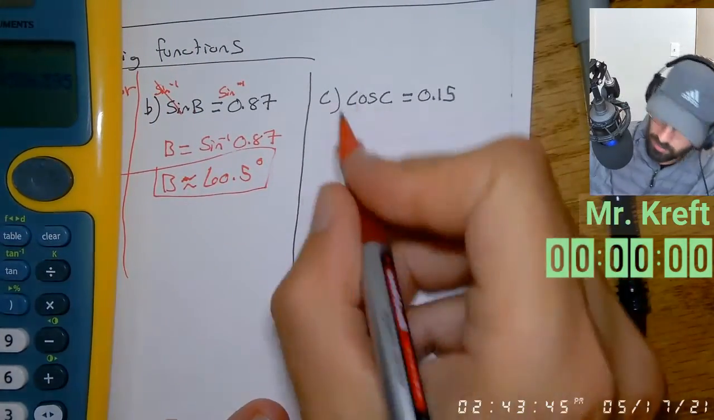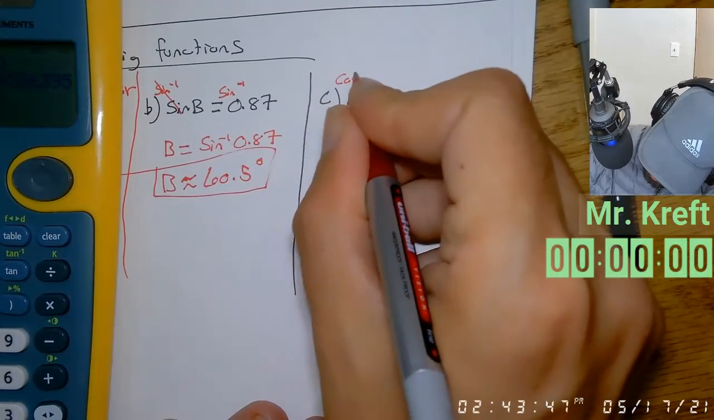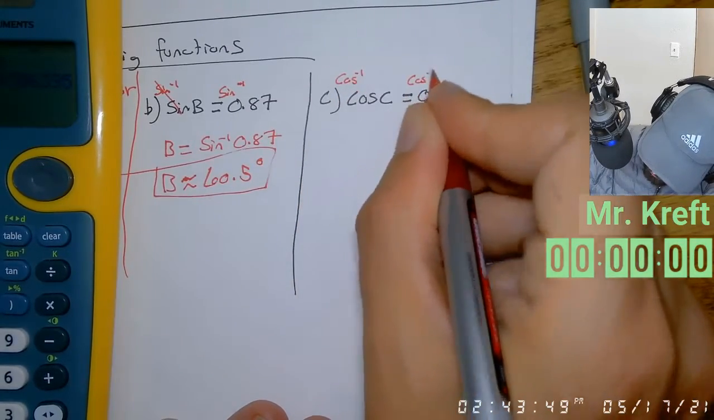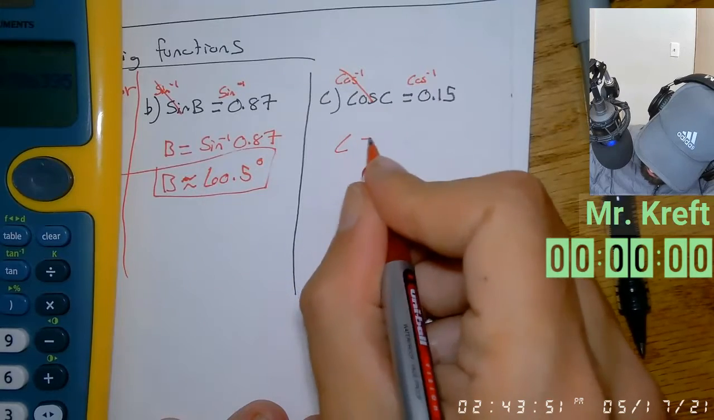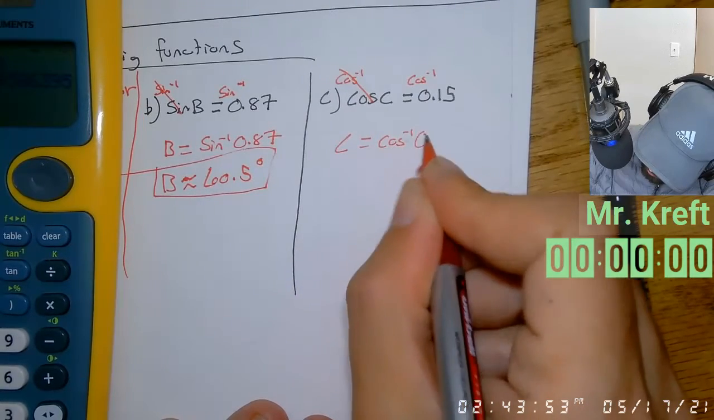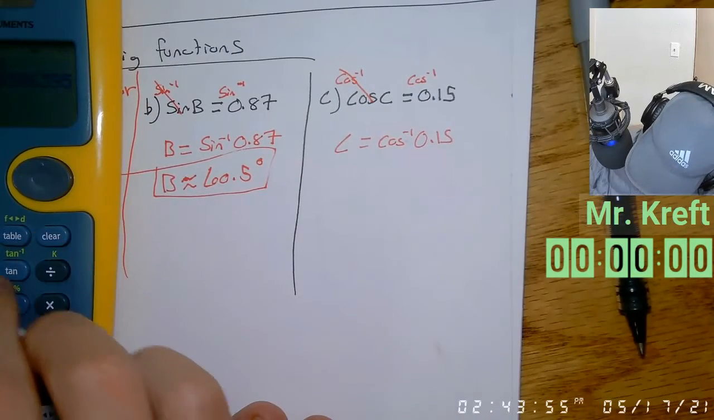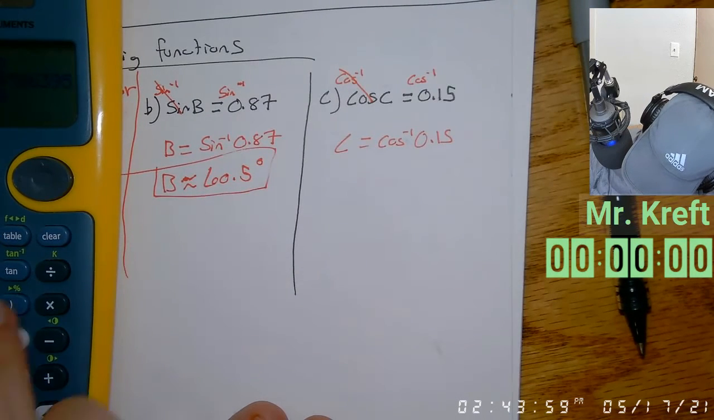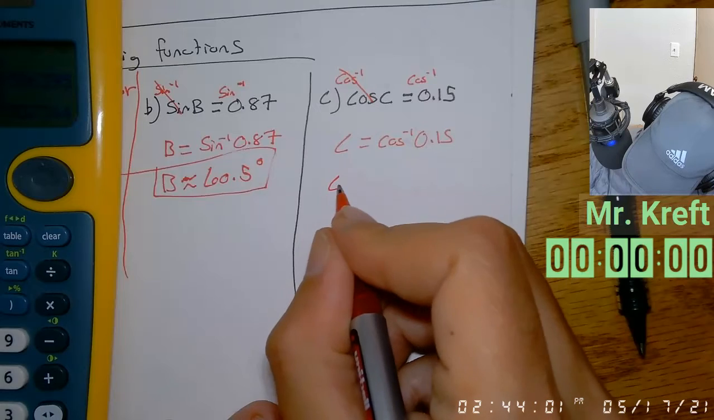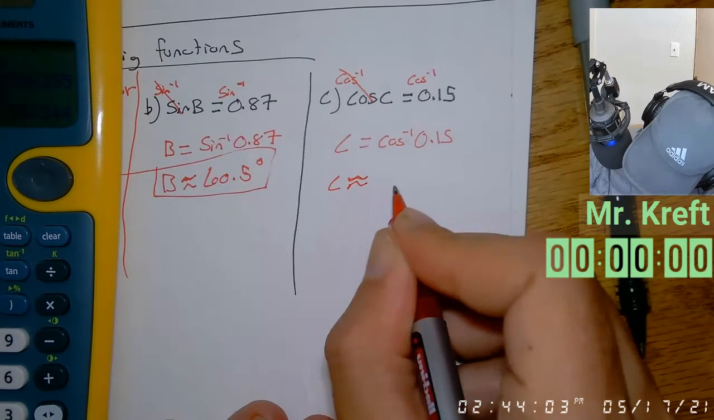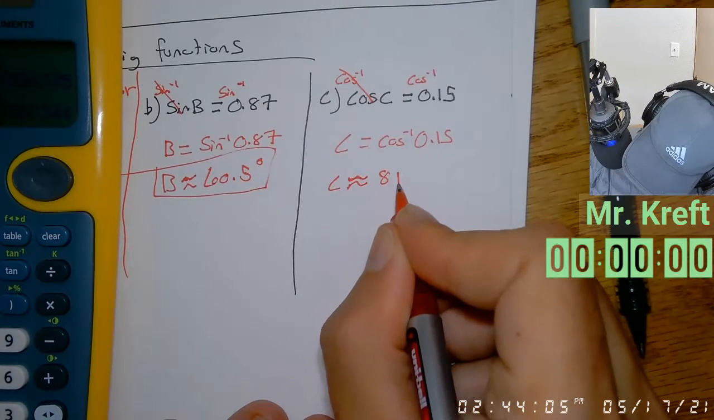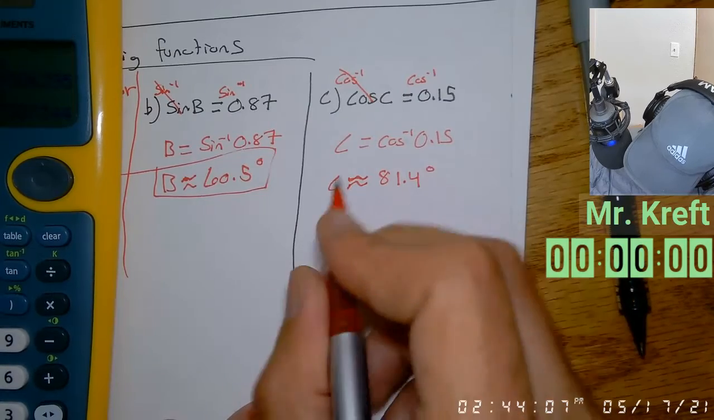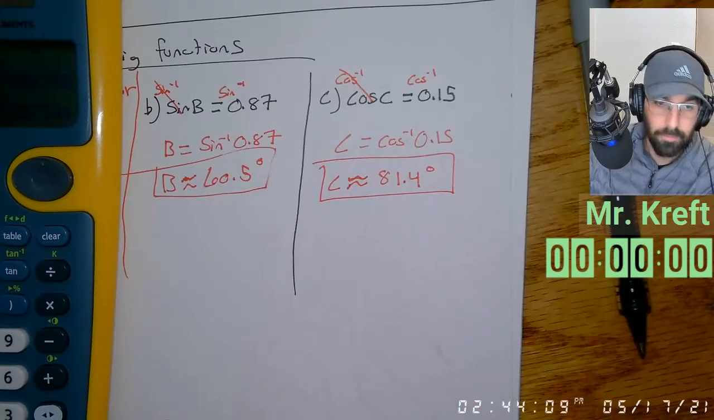To solve this next one, it's cosine of C. So I'm going to take cosine inverse of both sides. And I get C equals cosine inverse of 0.15. I do that in my calculator, and I get angle C is approximately 81.4 degrees. Okay.